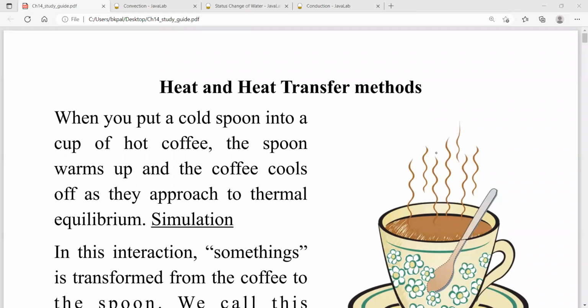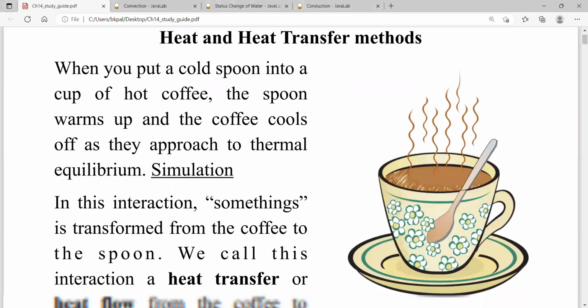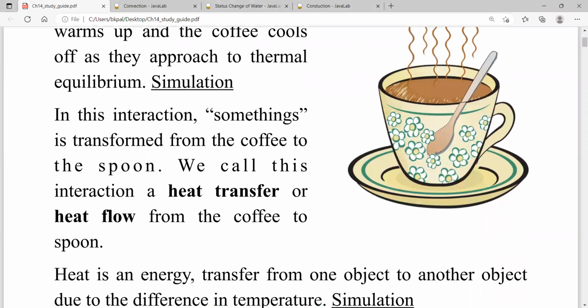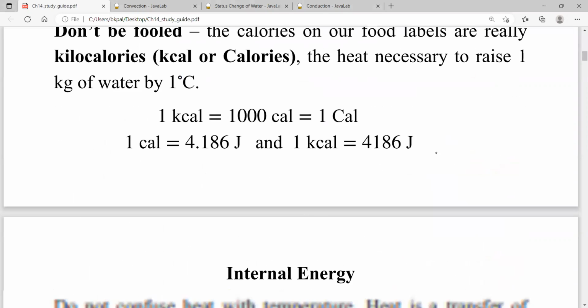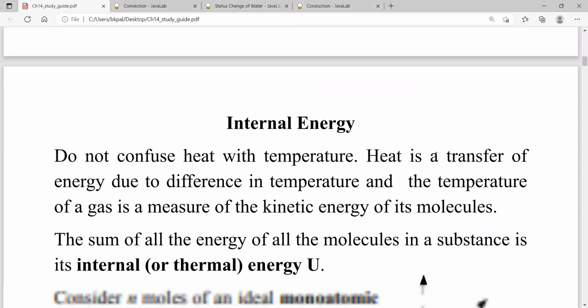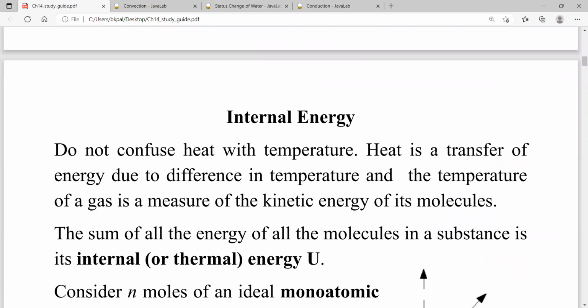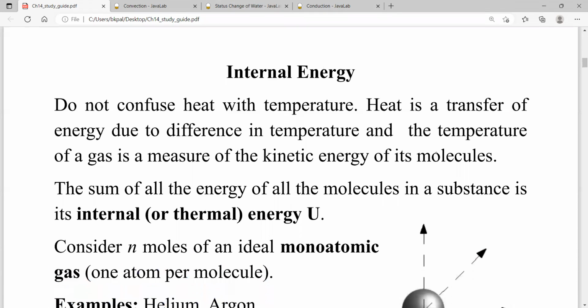All right, so let's start. In the last lecture, you learned about heat, and we learned that heat normally transfers from a hot body to a cold body. Then you learned about internal energy, and you know that internal energy and thermal energy are basically the same thing, and it is the sum of all the energy of all the molecules in a system.